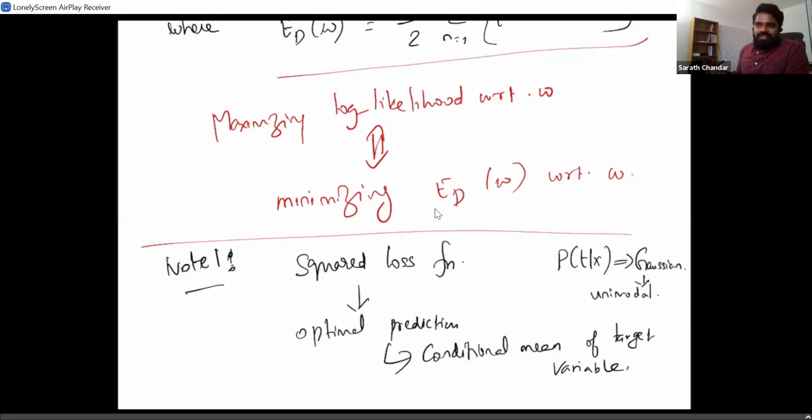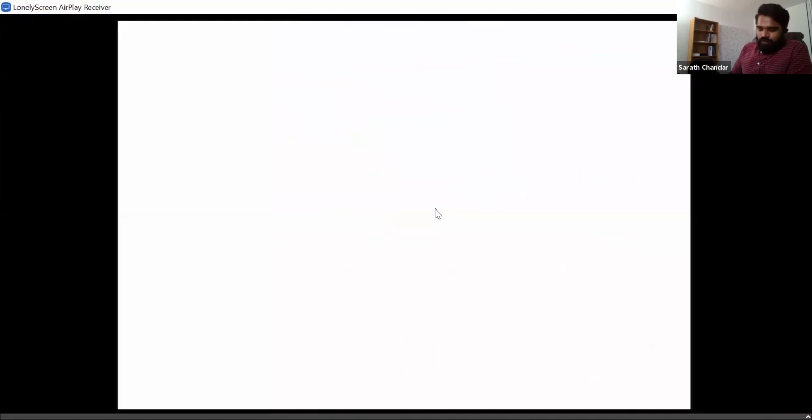Now, this is not going to be appropriate for some applications, where it's too much of a simplification to consider P of t given x as unimodal. So this is the limitation of using Gaussian noise with least squares. The second note is that we can now try to reason why least squares is bad for classification.